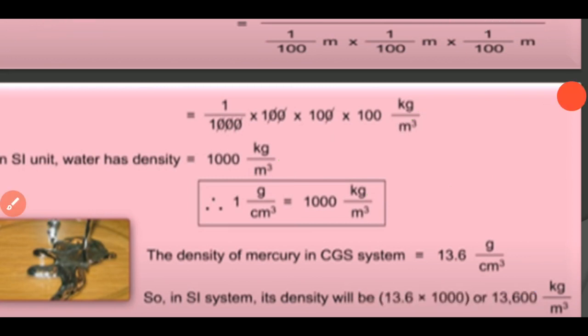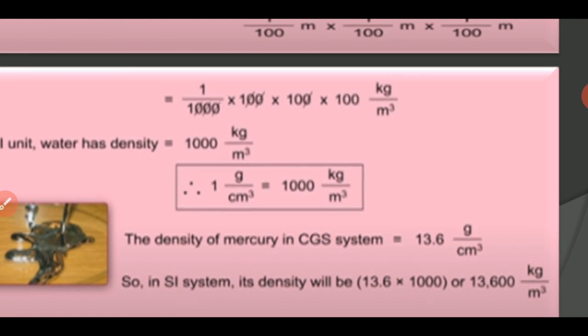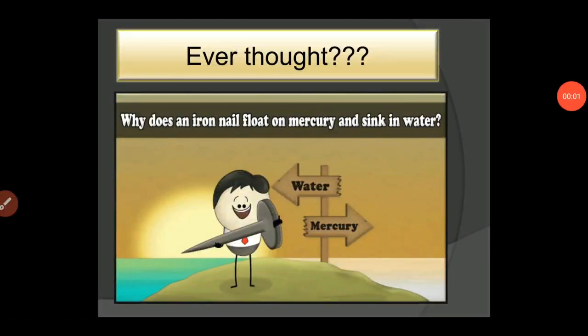Well, coming to the next part, you can see here how to use this. Say if you are given the density of mercury in CGS system as 13.6 gram per centimeter cube, and you are asked to convert this density in SI unit. You have to simply remember the relationship: 1 gram per centimeter cube is 1000 kg per meter cube. So multiply 1000 to the CGS unit and you get the answer in SI unit. So children, isn't it very simple?